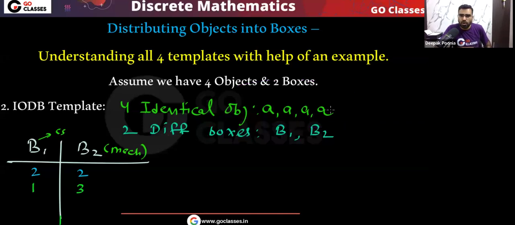Is this point clear? All the elements are same, so the only thing that matters in the IODB template is how many elements you are putting in each box.